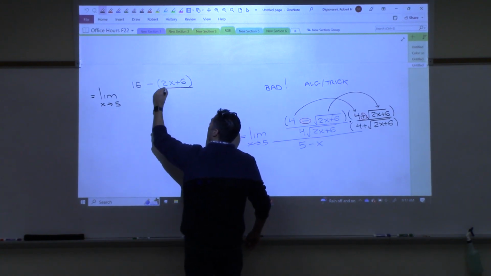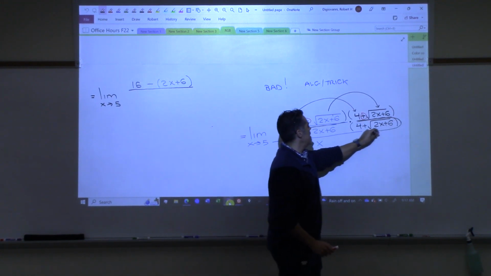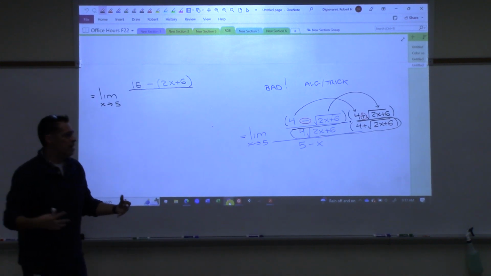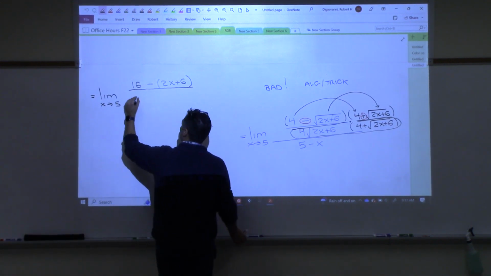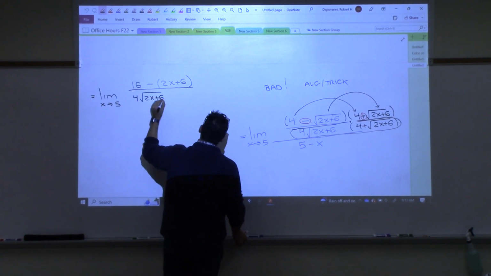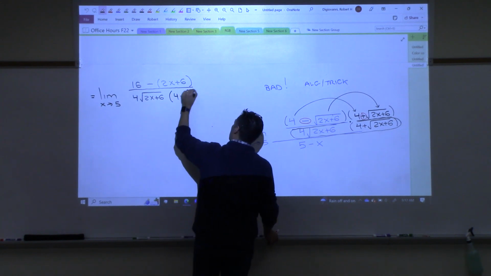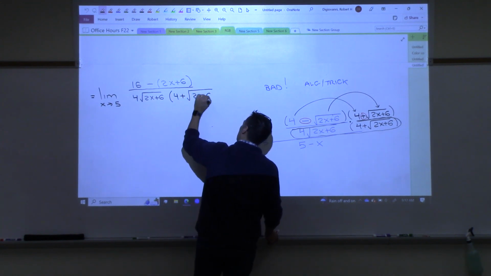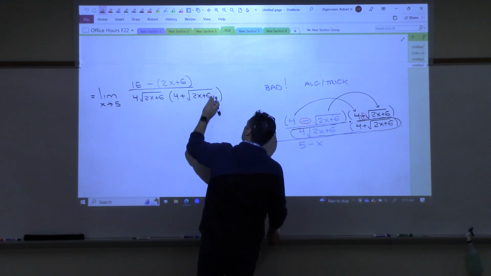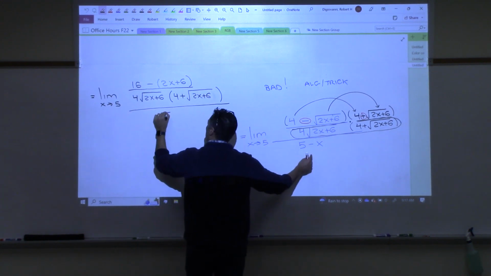Okay, all of that is on top of, now on the bottom here, this whole thing right here, I am not going to multiply those together. I'm just going to leave them the way they are. So it's going to look terrible. It's going to be 4 square root of 2x plus 6, and then parenthesis 4 plus square root of 2x plus 6. Put the parenthesis in the wrong place there, sorry. And then all of that is on top of my 5 minus x.